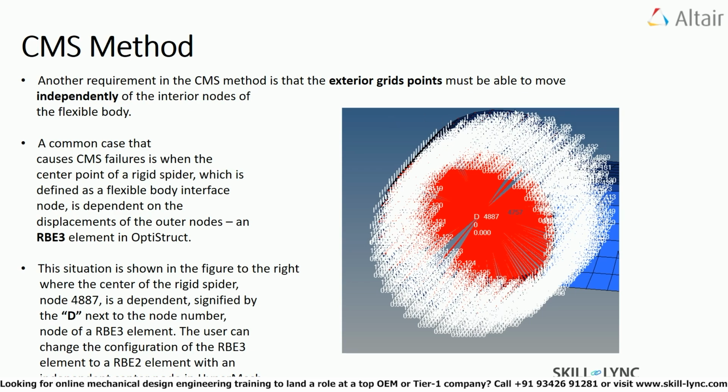This is shown in the figure on the right hand side of the slide, where the node ID 4887 is represented by letter D, and this is the node of an RBE3 element. The user can change the configuration of the RBE3 element to an RBE2 element with an independent center node in HyperMesh. This will be illustrated in the exercise demo in the next video. We will interactively use the FlexPrep utility to invoke HyperMesh during the creation of the flexible body to change the RBE3 spider into an RBE2 spider.